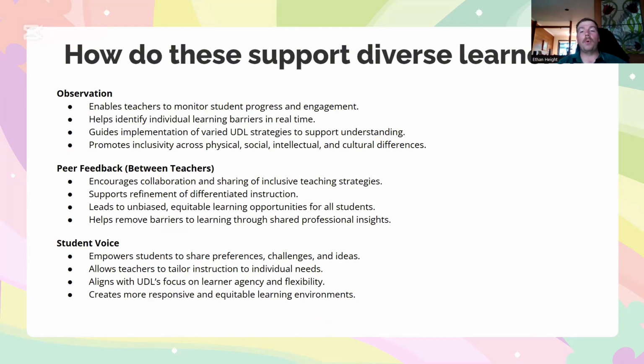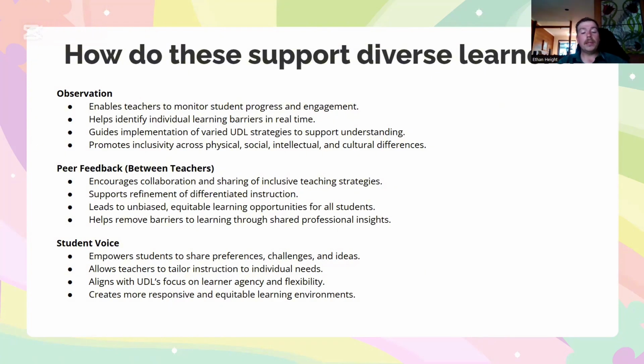So, how do these support diverse learners? Observation, peer feedback, and student voice are key elements in supporting students with diverse learning needs and backgrounds. Observation gives the teacher the ability to watch student progress through tasks and engagement. This will help to guide the teacher to implement different avenues of UDL to develop better understanding of the content and create more opportunities for students to demonstrate their understanding. This allows for real-time adjustment to teaching based on individual barriers that diverse students may be facing, allowing for inclusivity regardless of any different factors that may affect the student's learning.